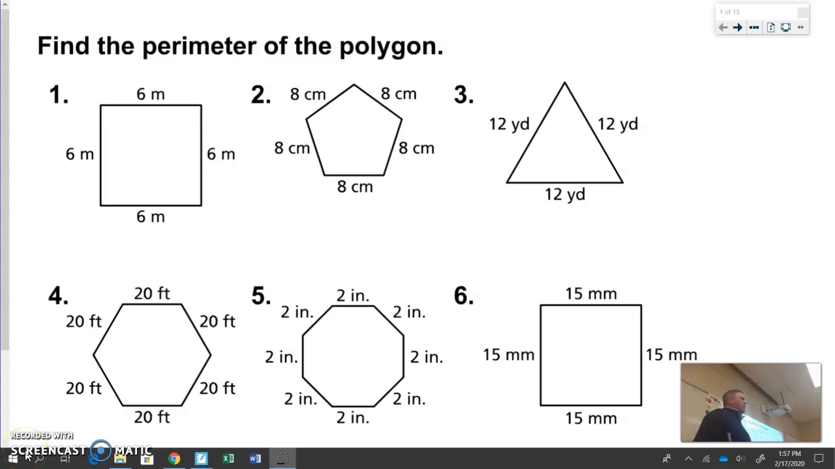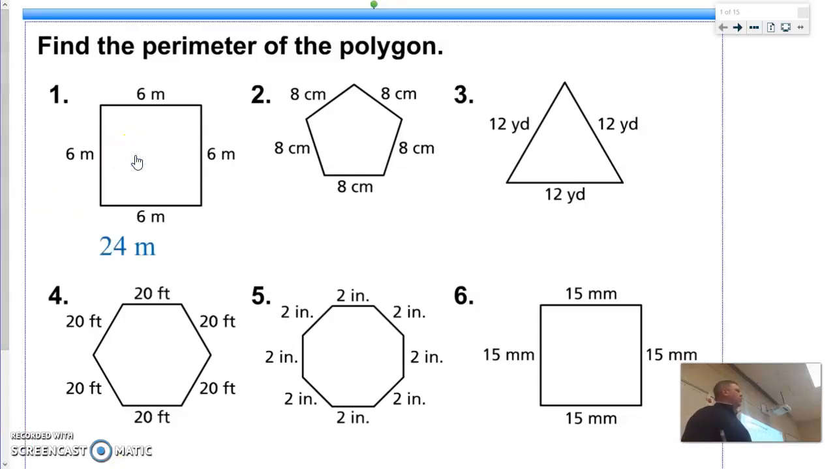Okay, one of the things that we've been tasked with is to try to find the perimeter of these polygons. Anybody have number 1? Yes. 24 meters is correct for number 1. What about number 2? 40 centimeters. Excellent, because we got that label.